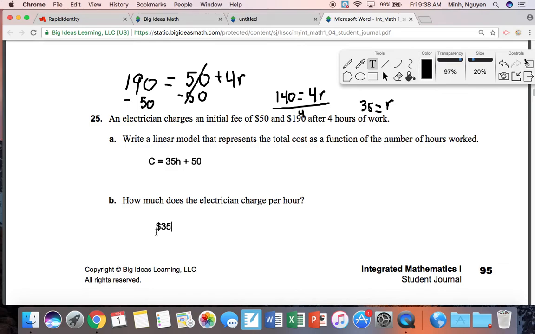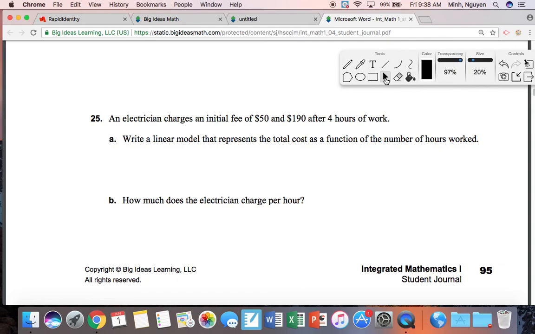$35. That's it, guys, for this section. If you found any confusion, make sure you just rewind, replay it. If that does not help, ask your teacher for clarification, or you can ask me for clarification.